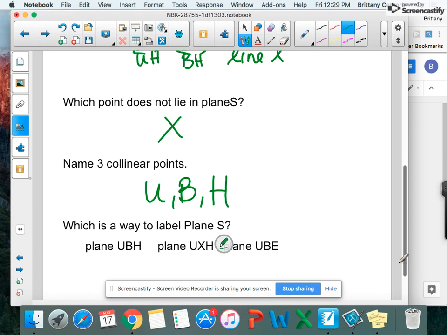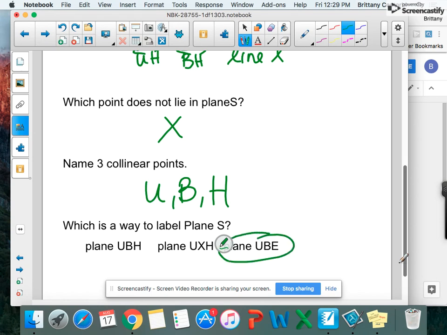And then which is a way to label plane S? We have plane UBH, plane UXH, and plane UBE. If we look at UBH, those are all collinear, so we cannot name the plane that way because all those points are on the same line. UXH, X does not lie in the plane. We just saw that with the other example. Since it's not in the plane, we cannot label the plane using that letter. So that means we can use UBE.